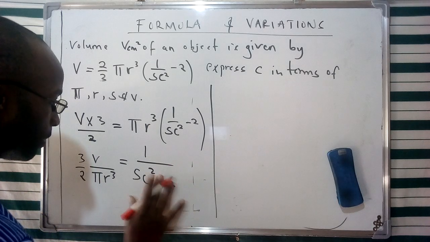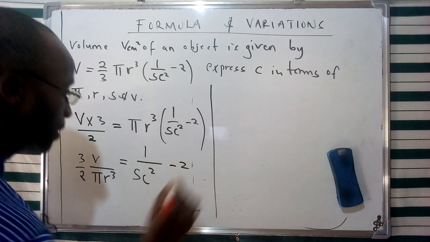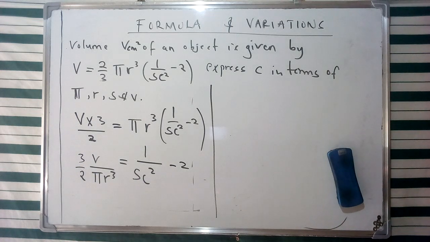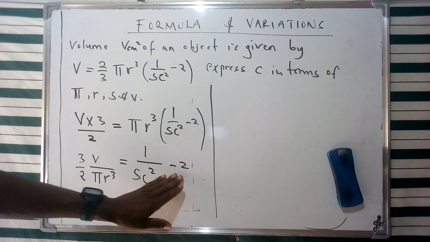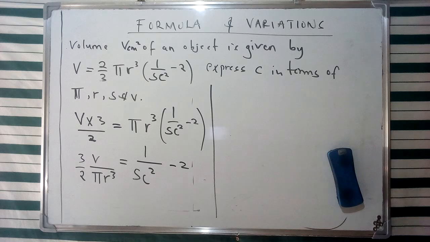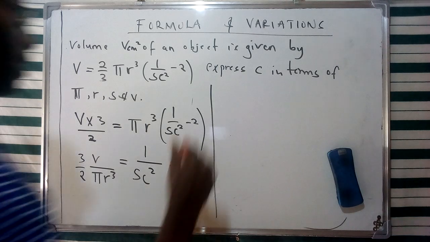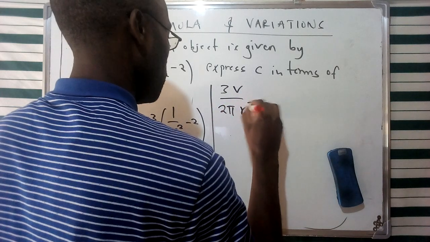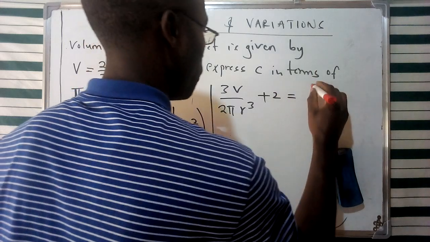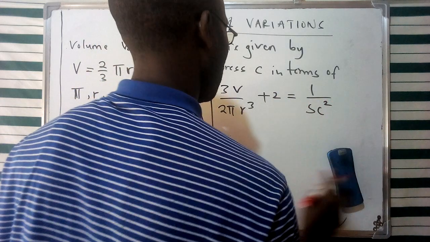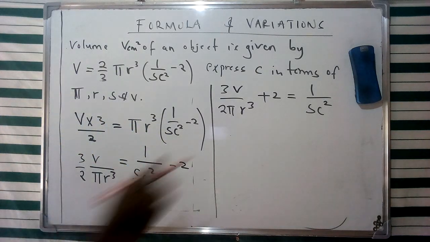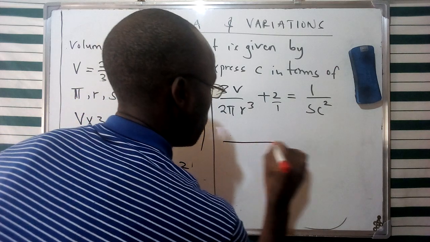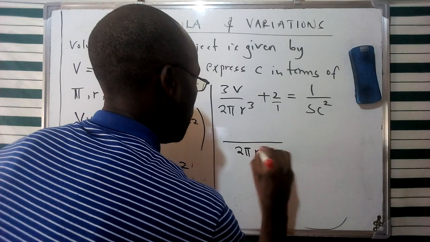In this specific case, this 2 is not going to be represented as such. It's just a separate numerical figure which is a member of this side of the expression. Next, I'm going to take this number 2 to the left side of the equation. So I'm going to have 3V all over 2 pi r cubed plus 2 is equivalent to 1 over s c squared. In this case, this is a whole number and this is a fraction, so I can combine them and form a general representation for a fraction, which is going to be 2 pi r cubed.